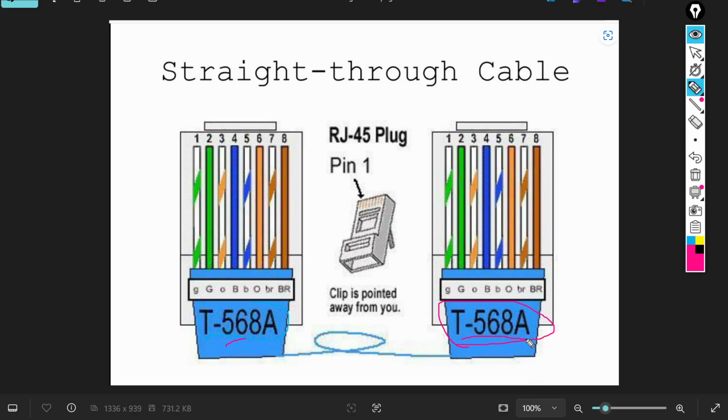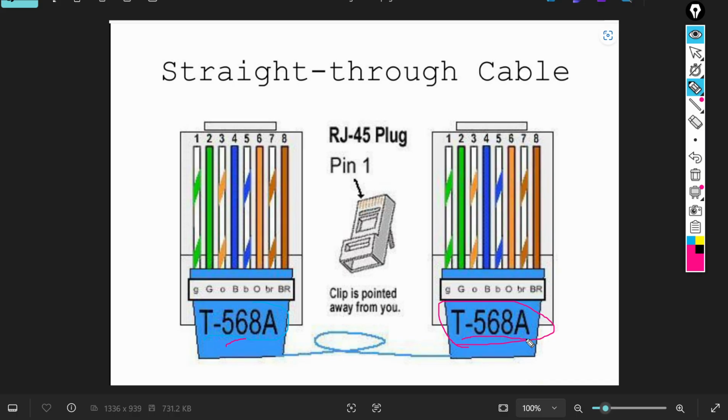But nowadays we can use only straight cable. Even if you want to connect PC to PC, PC to router, or router to router, we can use straight cable. Between the same devices or between different devices, we can use straight cable nowadays.